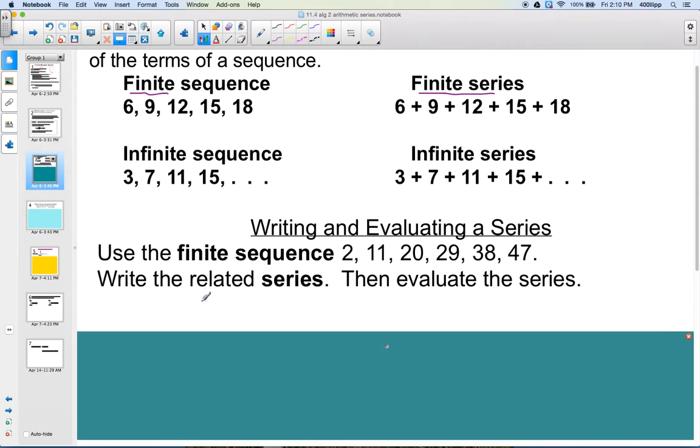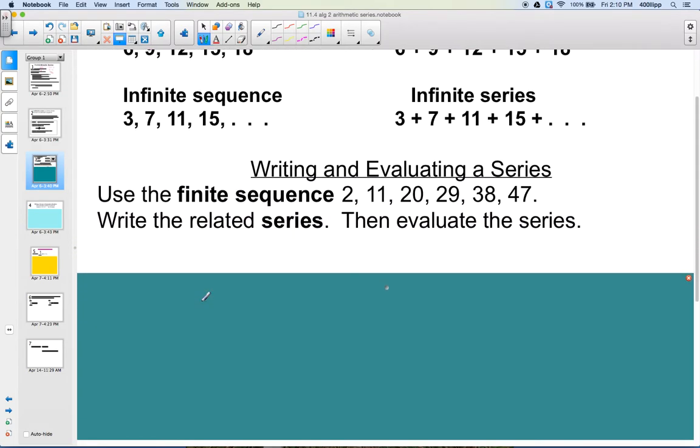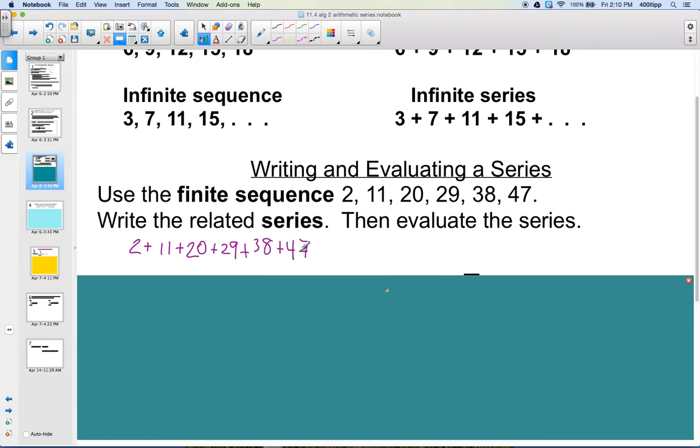So let's take a look at this. It says writing and evaluating a series. We're going to use the finite sequence, where it just lists the numbers. We're going to write the related series. So the related series is just actually writing all of these down, but adding them: 2 plus 11 plus 20 plus 29 plus 38 plus 47. Okay? This is the related series, and then you can evaluate it.